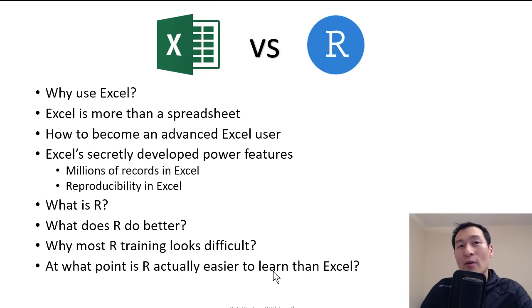Then we're going to be going over what exactly is R? Because everybody knows what Excel is. R, well, maybe not necessarily. And we're going to be going over what R actually does better, and why most R code looks difficult to people, right? And at what point is R actually easier to learn than Excel? Because to be honest, there is a point where even though Excel has all of these great features, it actually comes to a point where it's more complicated to implement things in Excel than it is to implement it in a different tool such as R.